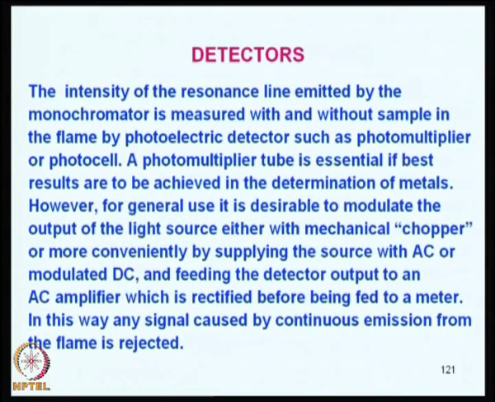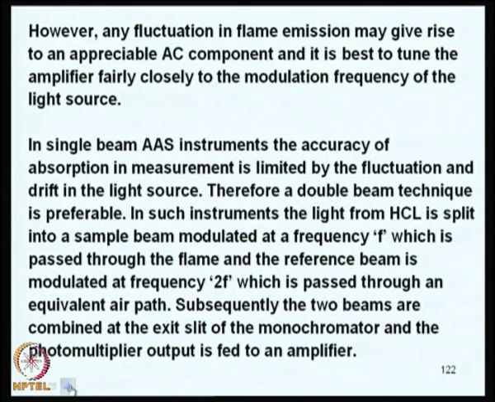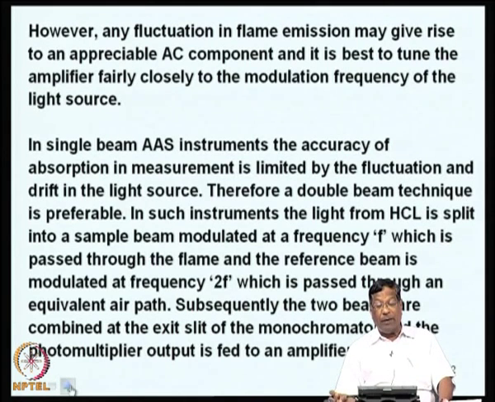feeding the detector output to an AC amplifier, which is rectified before being fed to a meter. In this way any signal caused by the continuous emission gets attenuated or rejected. However, any fluctuation in the flame emission may give rise to an appreciable AC component and it is best to tune the amplifier frequency closely to that of the modulation frequency of the light source.